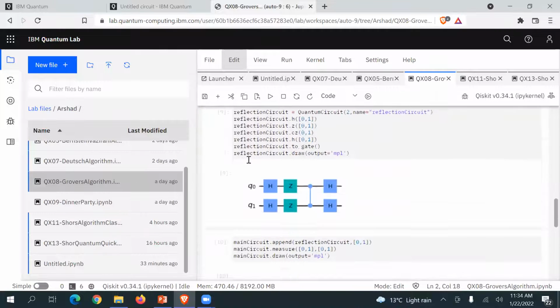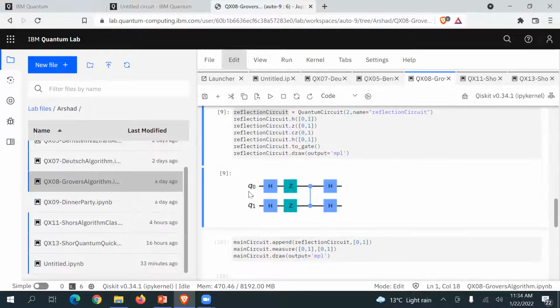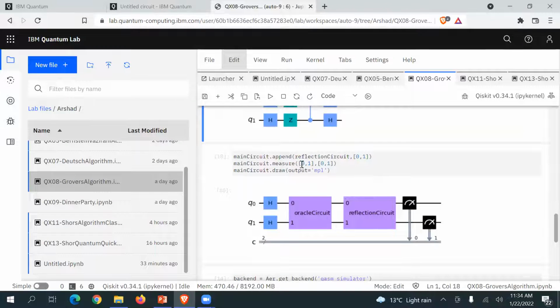Now we use a reflection circuit, which is responsible for amplitude amplification. We created another circuit, the reflection circuit: a Hadamard gate, then a Z gate and CZ gate, and then a Hadamard gate. This forms the reflection circuit, responsible for amplitude amplification, and we put it into the main circuit.